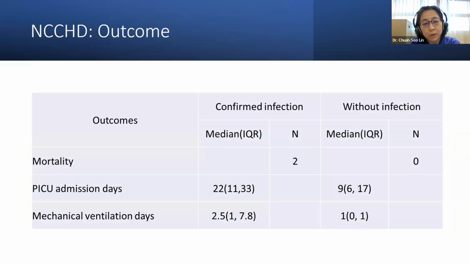And the admission days are not shorter than other studies. Median is about 12 days. Those with infection are 22 days, and without infections it is shorter, 9 days. They have shorter mechanical ventilation days. The general median is 1 day, and those with infections is 2.5 days.